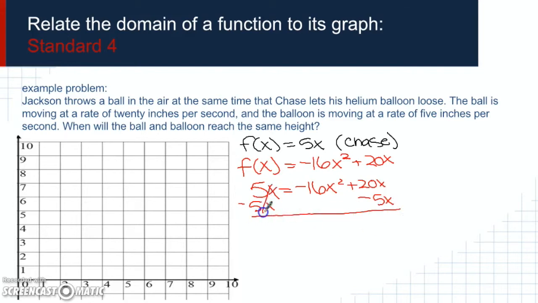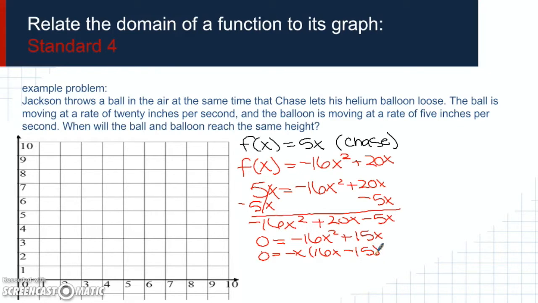And when you do this, you get negative 16x squared plus 20x minus 5x. Now, to simplify this down, you would just do 20x minus 5x, and you would get 0 equals negative 16x squared plus 15x. Now, next you would factor out the negative x, and this leaves you with 0 equals negative x times 16x minus 15.